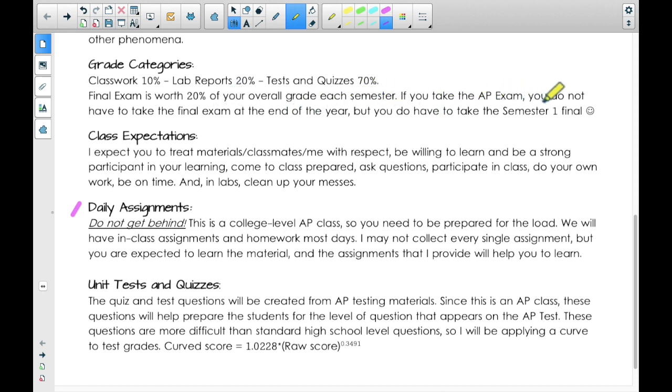If you take the AP exam, you do not have to take the final exam at the end of the year, but you do have to take the semester final. What I was trying to get at here, well, I'll get to it along the way.